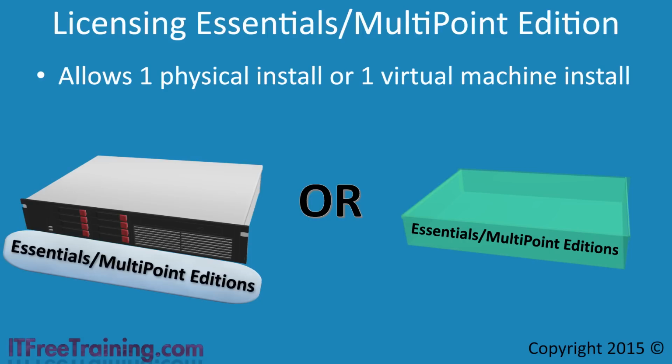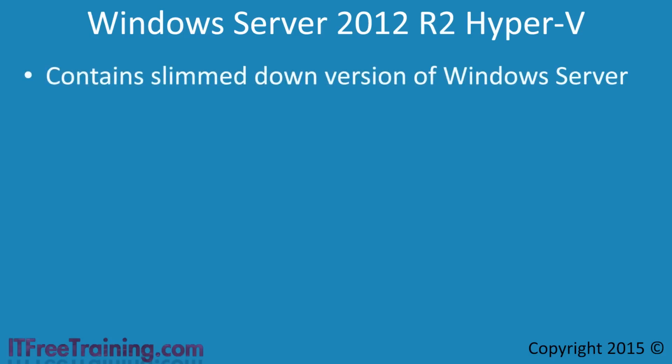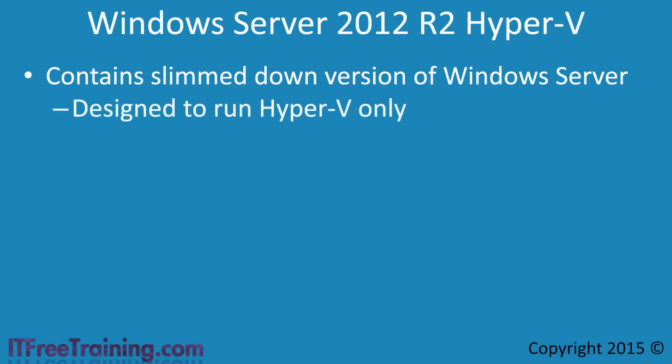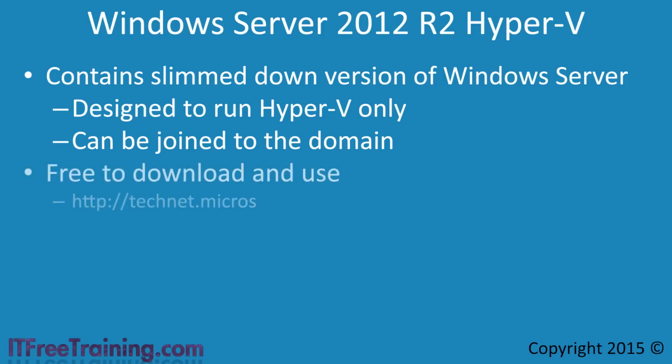The last edition of Windows Server I will look at is the Hyper-V edition. So far I have looked at all the other editions of Windows Server that are shipped with Hyper-V. This edition contains a slimmed-down version of Windows Server. This is essentially Windows Server Core and is designed to run only the Hyper-V role. It is designed to run virtual machines and nothing else, but it can be joined to the domain, making it easier to manage. Since it is only a virtualization solution, Microsoft allows you to download it free of charge.